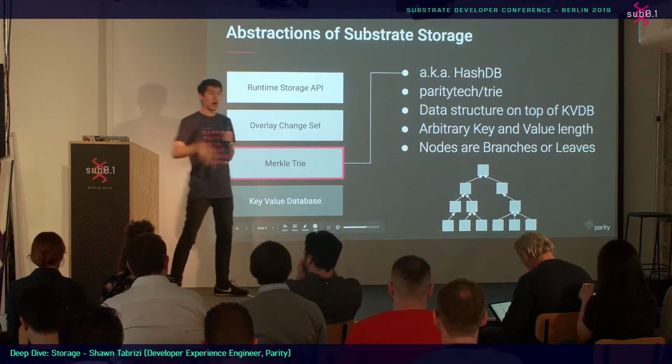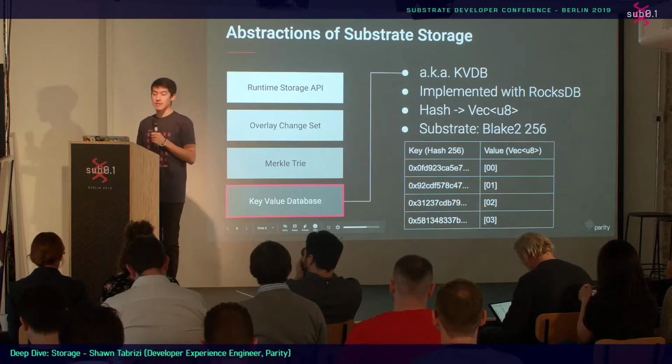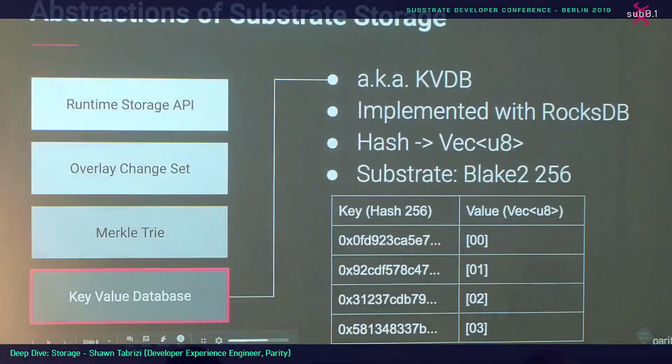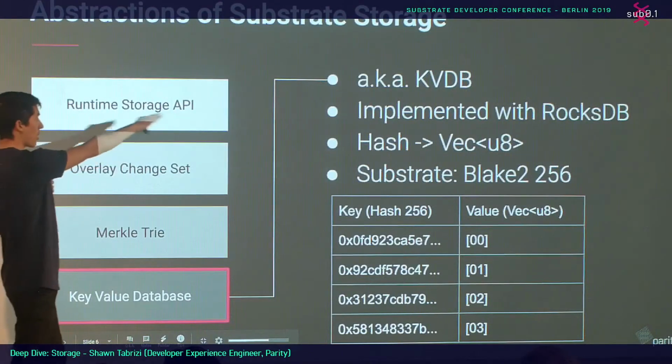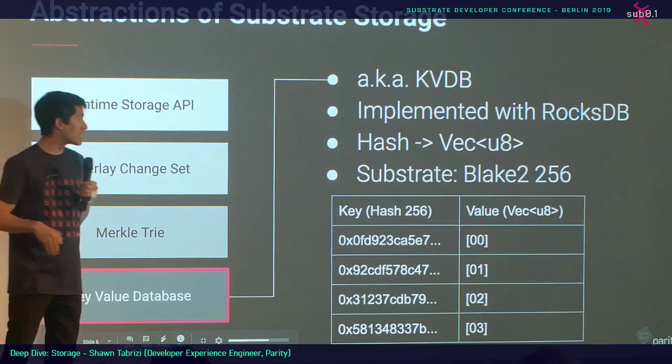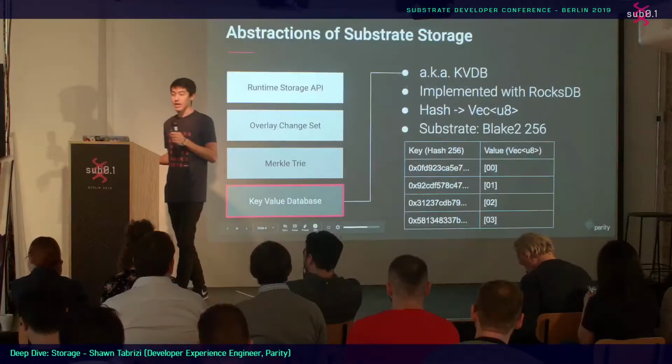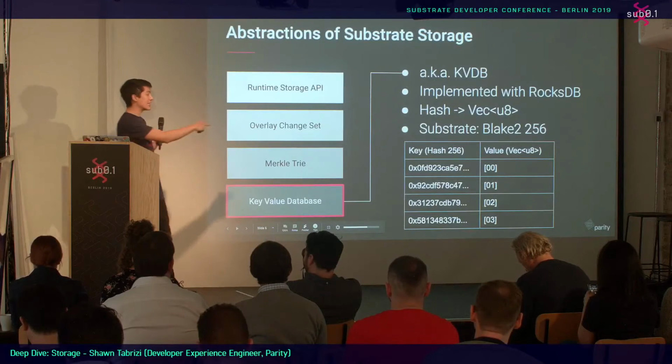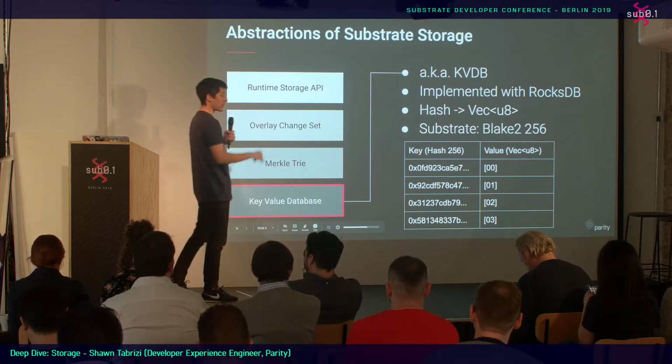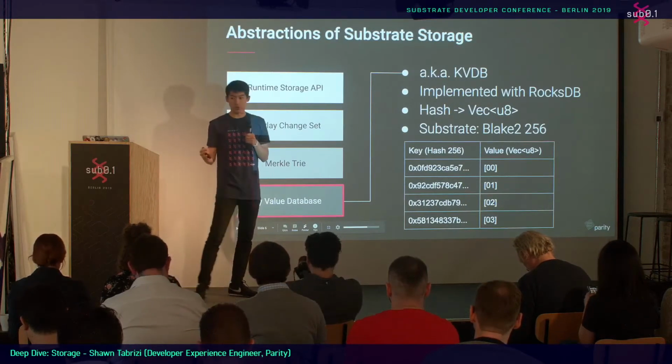And then finally, at the bottom, we have this key value database itself. This is the thing that's ultimately implemented with RocksDB. It is basically some hash to some arbitrary byte array. And in Substrate, we use the Blake2-256 hashing algorithm to generate the keys here. And this is the literal database. This is the literal storage. So at the core of it in Substrate, you have just one table with some key and some value. But the abstractions above it is what makes it the API that you all use. And that's the story I'll be telling as we go through these slides.